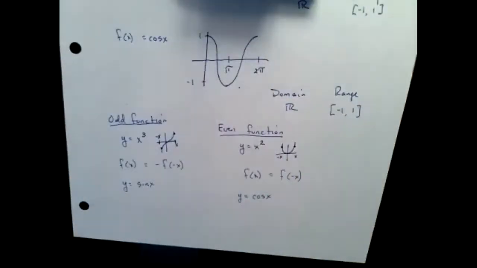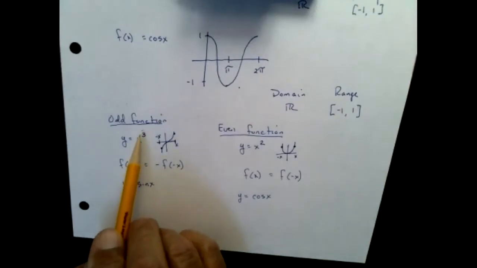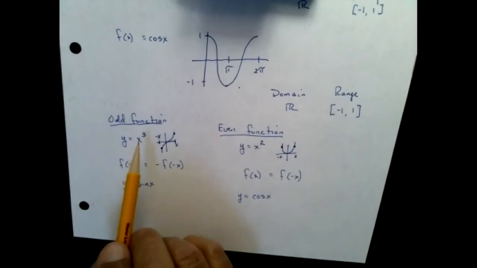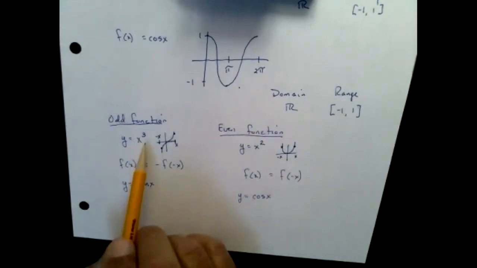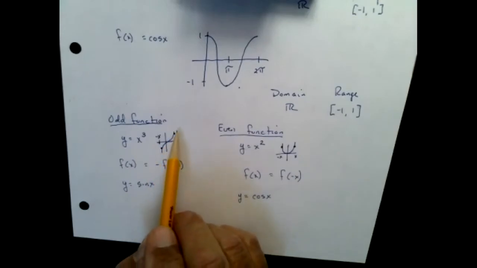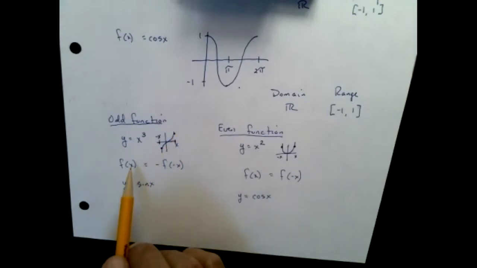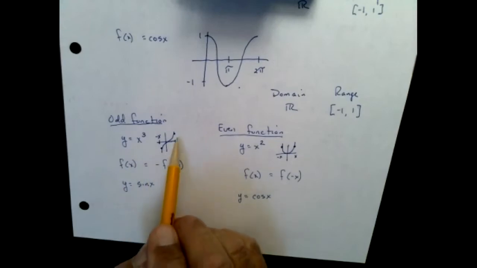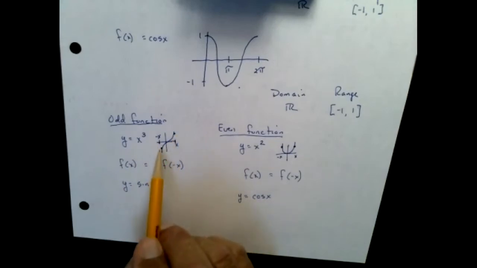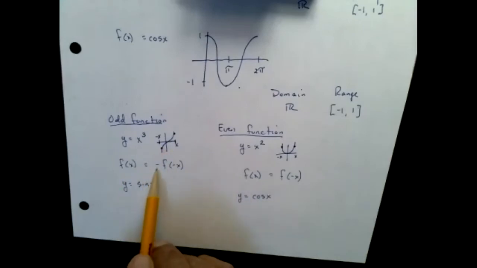Okay, a little quick terminology. In college algebra, you should have learned about odd functions and even functions. An odd function is called odd because we started with y equals x cubed, and we looked at something like this. f of x is right here, f of -x is right there, and they were opposites of each other.